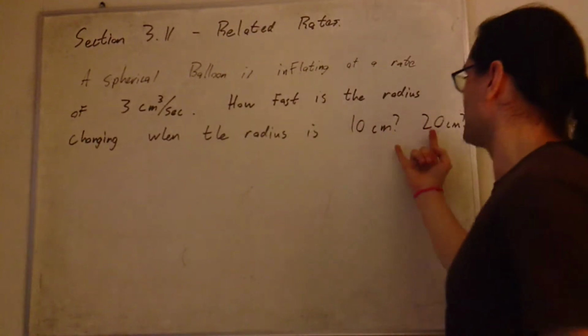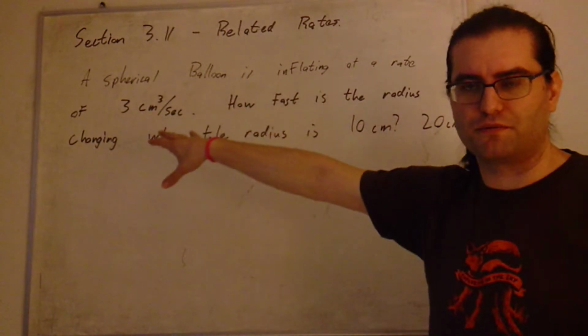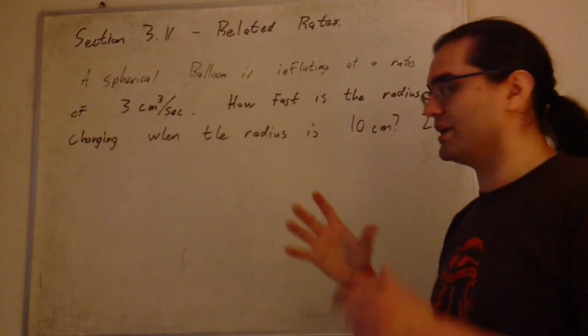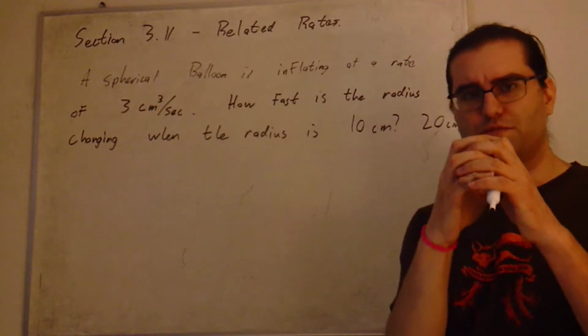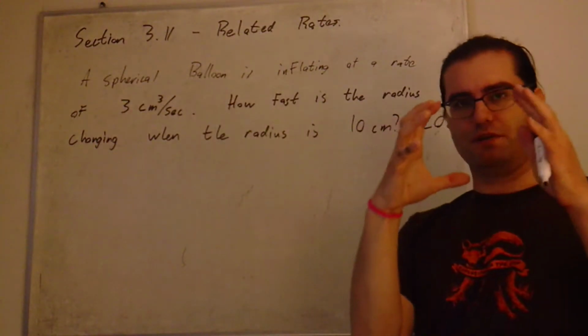So this is two questions. It's one situation. The spherical balloon is inflating at a constant rate. There are two questions here. How fast is the radius changing when the radius is 10 centimeters? It's pretty small. And how fast is the radius changing when the radius is 20 centimeters? A little bigger.